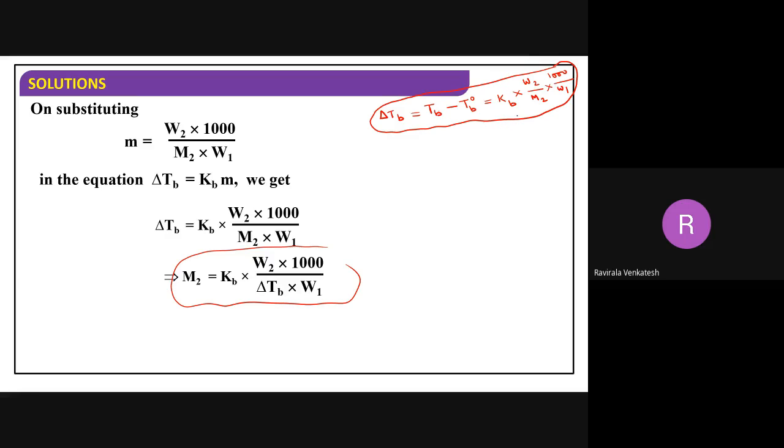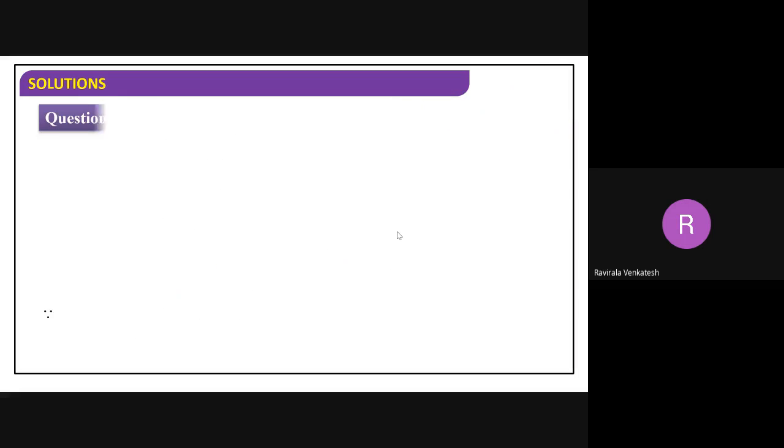Now from this formula we can write M2 also. How do we get this M2? By sending this value over here and this value over here, we get this formula. So with this, I have completed elevation of boiling point also.